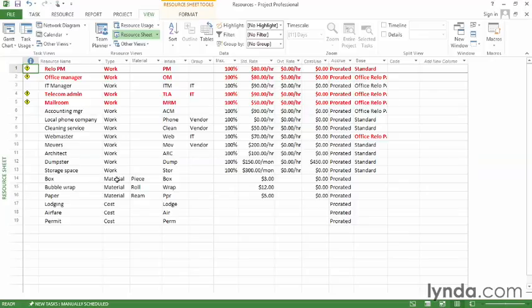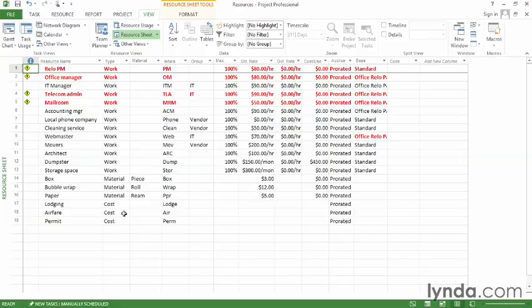The next type is a material resource, and we have a few here. Well, the thing about material resources is you don't assign them by time. Instead, you assign them by quantity. For example, you would assign a number of boxes for packing up the office. Because time isn't involved, material resources are a little bit simpler to set up because basically you just put in a cost per unit. Then when you assign the material resources, you just put in the quantity.